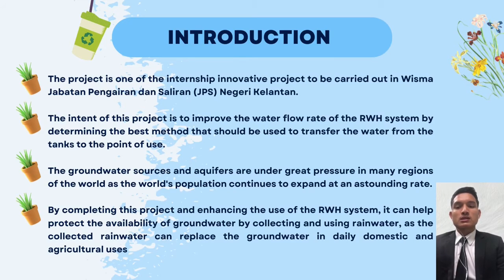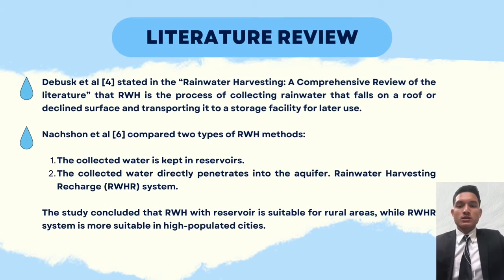The groundwater sources and aquifers are under great pressure in many regions of the world as the world's population continues to expand at an astounding rate. By completing this project and enhancing the use of rainwater harvesting system, it can help to protect the availability of groundwater by collecting and using rainwater, as the collected rainwater can replace the groundwater in daily domestic and agricultural use. Next, we go to the literature review.